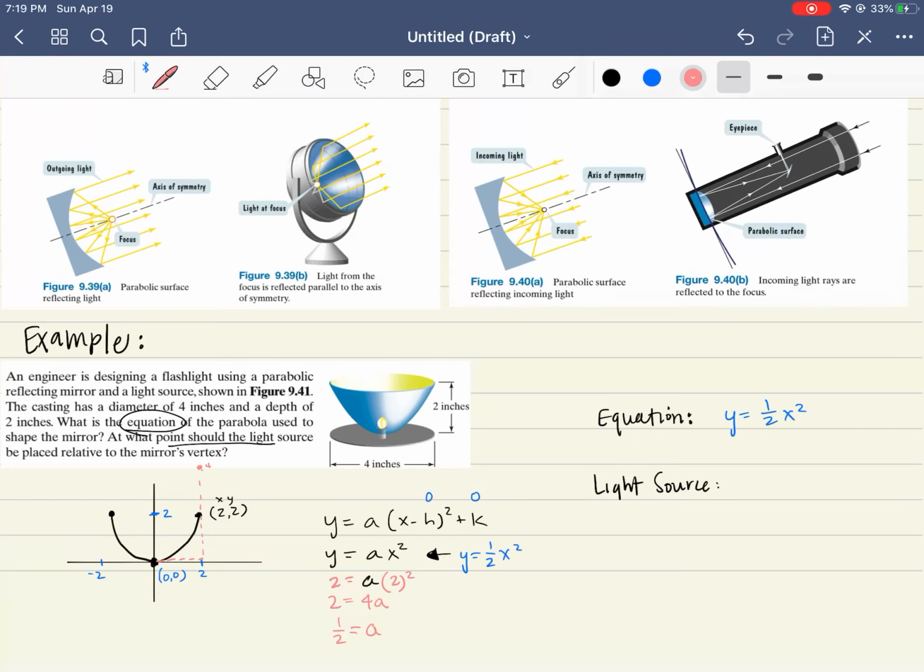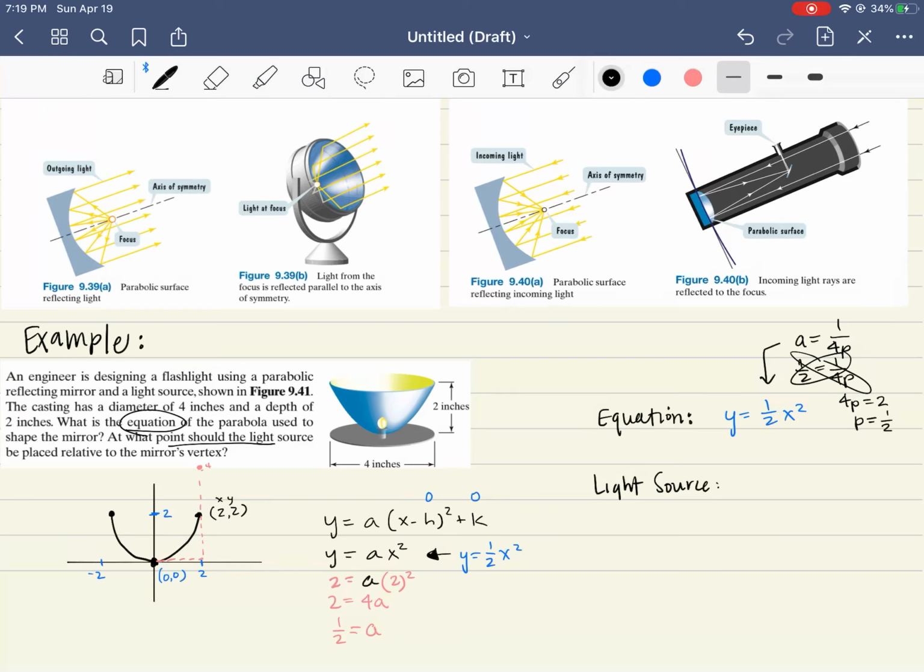Okay. Once we have our equation, now we want to find the light source. Again, the light source is just sitting at the focus. So remember, if this is our equation right here, the only difference between our original parabola equation and our conic section one was that a was always equal to 1/4p. Okay, so if a is 1/2, essentially what we're saying is 1/2 is equal to 1/4p. And then we just solve for p. So here we cross multiply and we get 4p is equal to 2. Divide by 4, and notice that p is actually also 1/2.